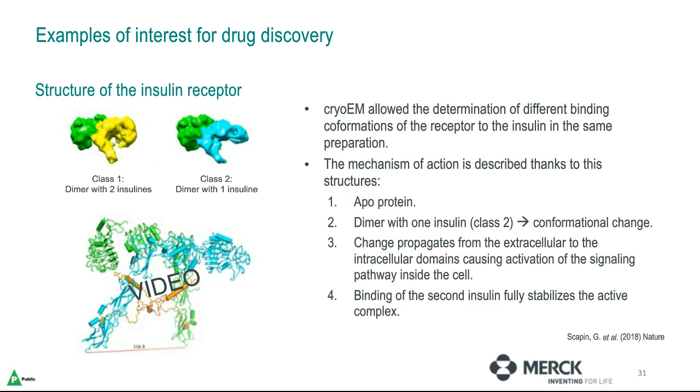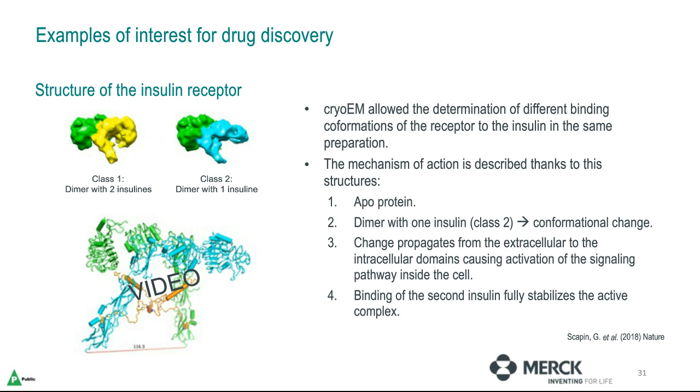On the side of conformation analysis and heterogeneity classification, an important work published by my colleague Giovanna Scapin is the analysis of the structure of the insulin receptor. This protein arranges as dimers in the surface of the cell, and its dysfunction has been associated to many diseases, from diabetes to cancer and Alzheimer's.